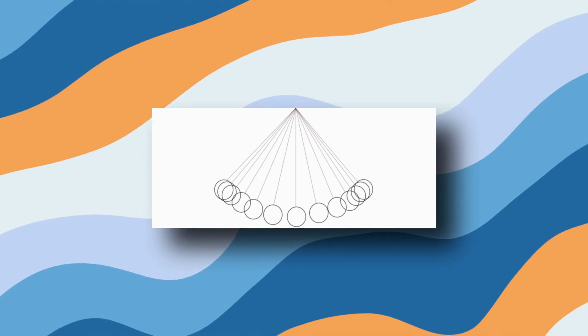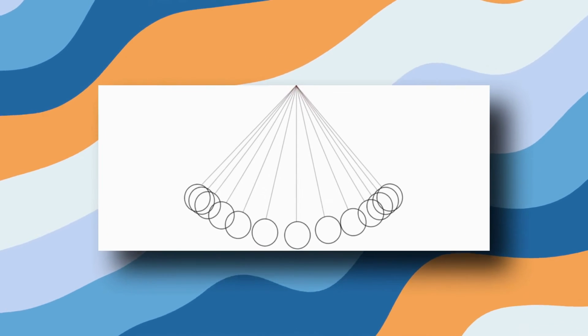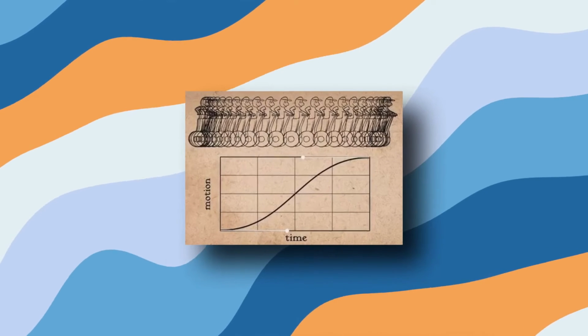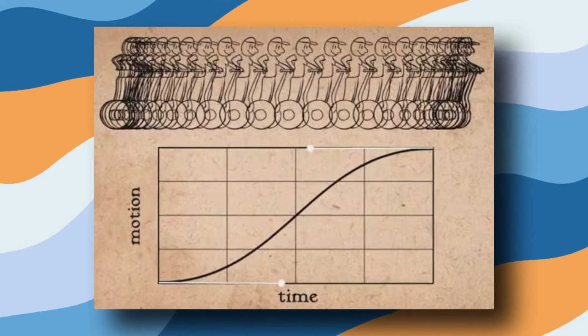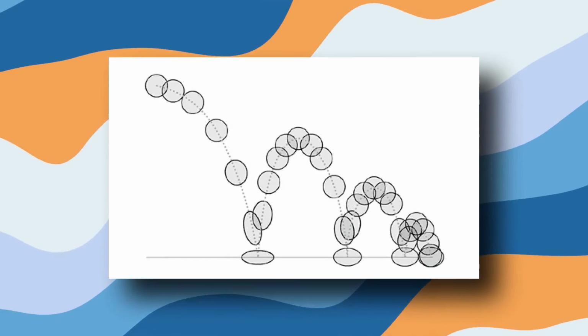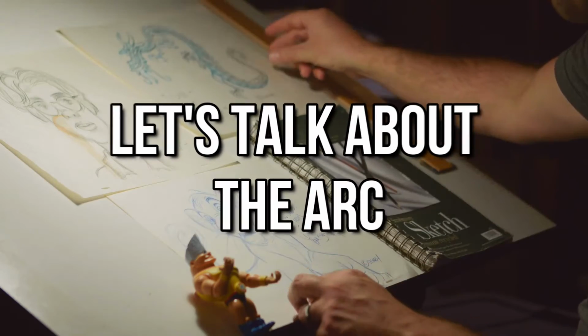Now, how can animators achieve these natural, smooth movements on screen? Well, the answer is pretty easy, by drawing more frames at the beginning and at the end. This would help the viewers focus more on their movements at the start and at the end, making everything look very graceful. Up next, let's talk about the arc.